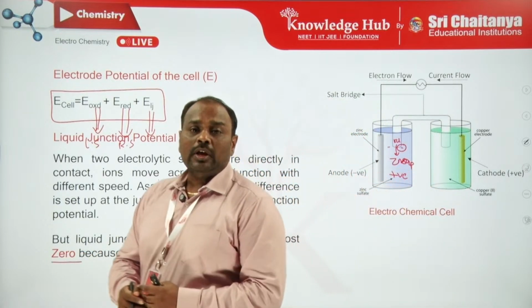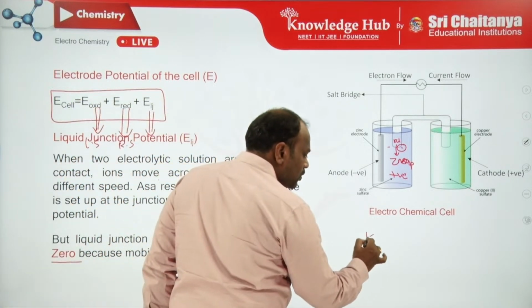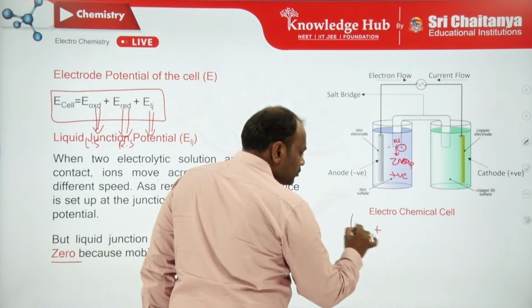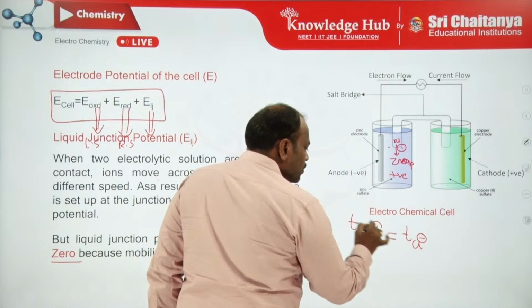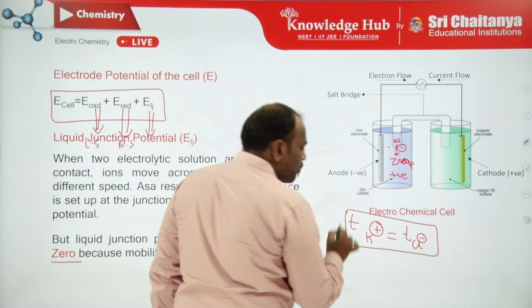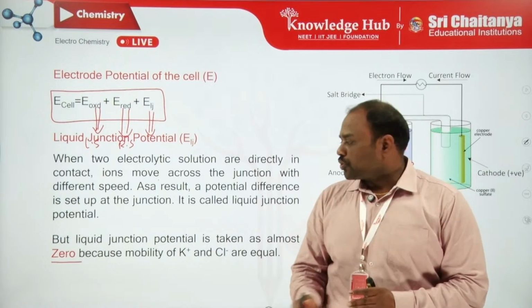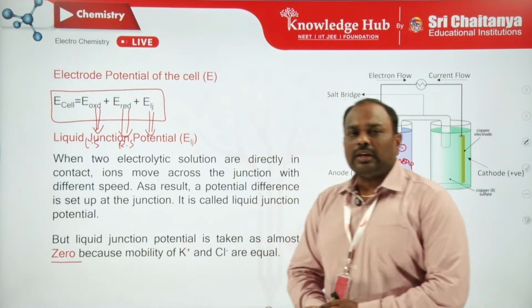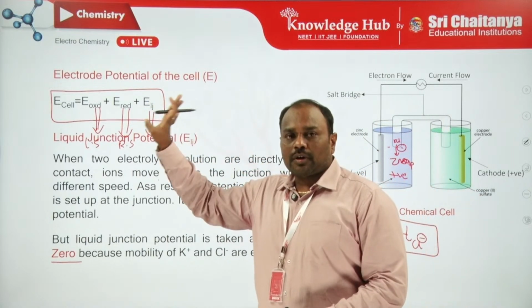But here that liquid junction potential is considered as which one? 0. Because here the transport number of K plus ion is equal to the transport number of Cl minus. So due to similar transport numbers, there is no change in potential difference. So that's why that value is taken as 0. Sometimes they mention this value, so you have to remember it.